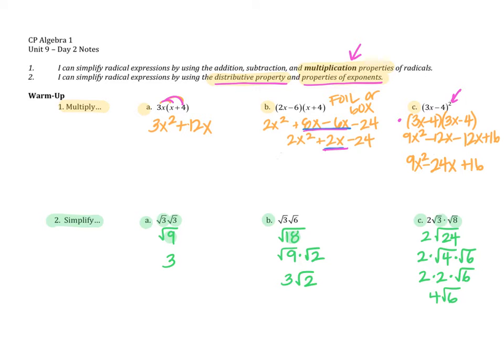When we have a coefficient out front, such as 2, it still stays there. And then your last step is combining the radicals. So 2 times 2 is 4, which is where we get 4 root 6. So what we're going to do today when we multiply radical expressions is combine these two ideas. We're going to use the distributive property, we're going to use properties of exponents, and we're going to simplify radicals.